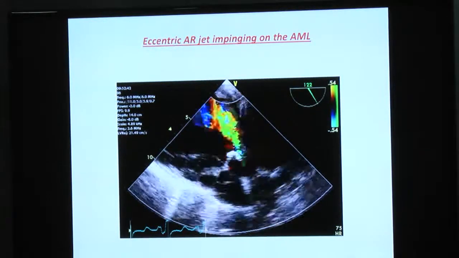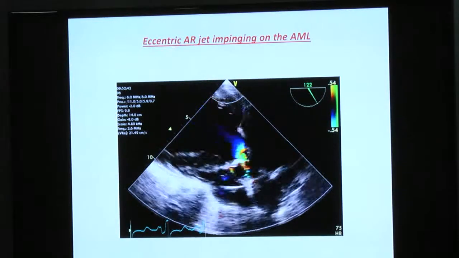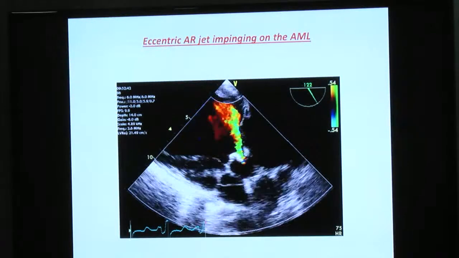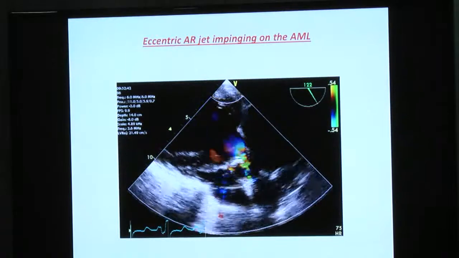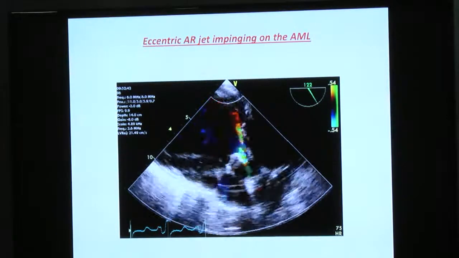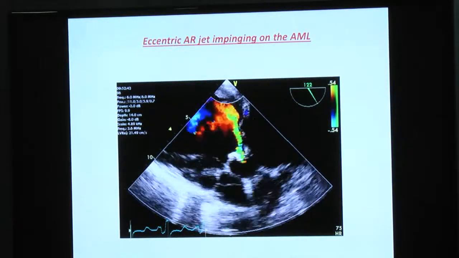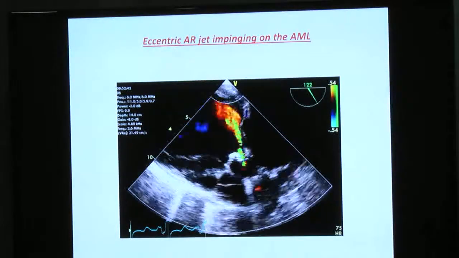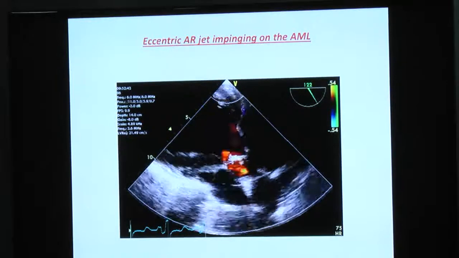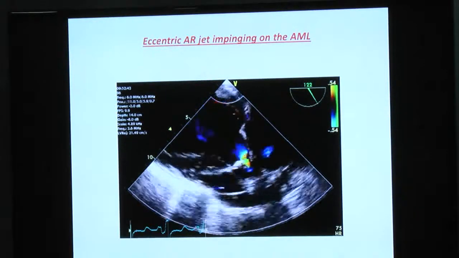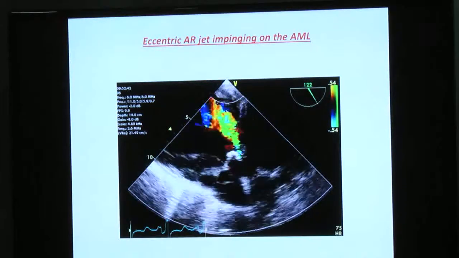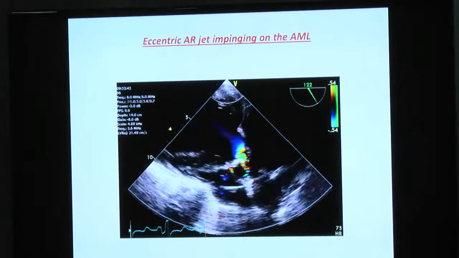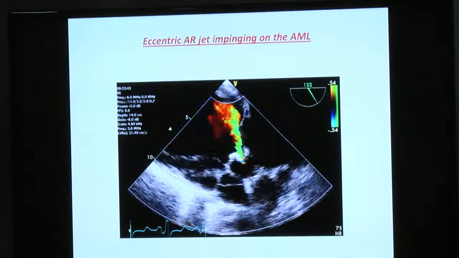That means, if we understand, the AR also occurs in diastole and the mitral leaflets also open in diastole, but this jet is preventing the anteromitral leaflet from opening. That means it is causing a pseudo-mitral stenosis. Probably we might get a false reading of the mitral valve velocities or the gradients across the mitral valve. So we have to understand that eccentric, posteriorly directed jets can cause a pseudo-mitral stenosis. So we have to remember this.